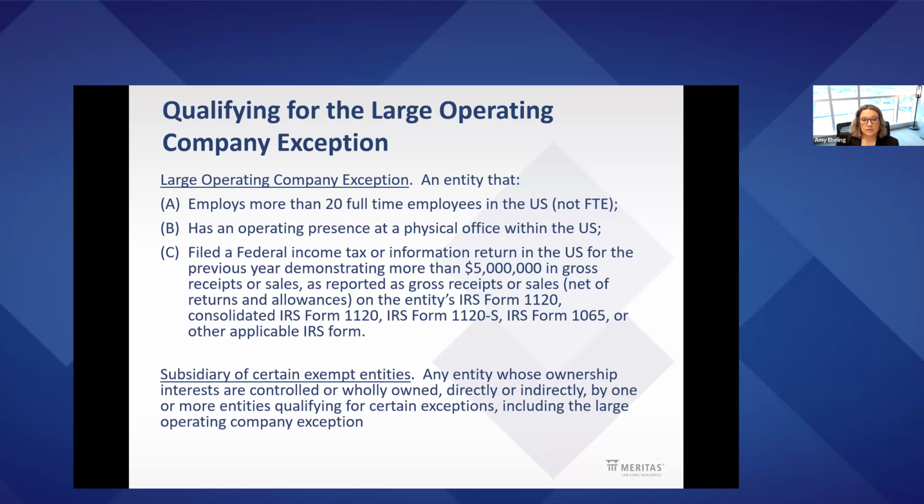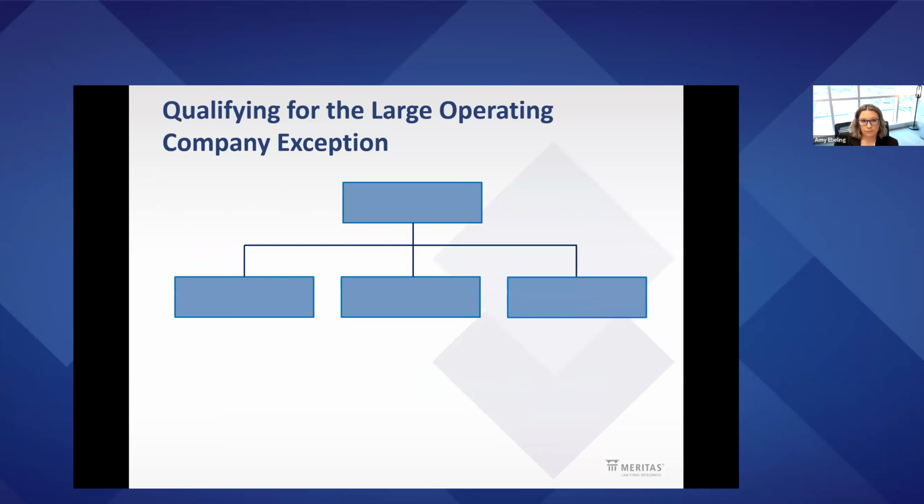The other exception is the subsidiary exemption. If there is a parent company who controls or owns a subsidiary entity, then the subsidiary could take advantage of an exemption, assuming the parent qualifies for an exemption. Also, we are going to see some examples of that. So I'm going to use this very simple model to walk through some examples this morning on qualifying for the large operating company exemption and the subsidiary. So let's get started. Here's our first example.